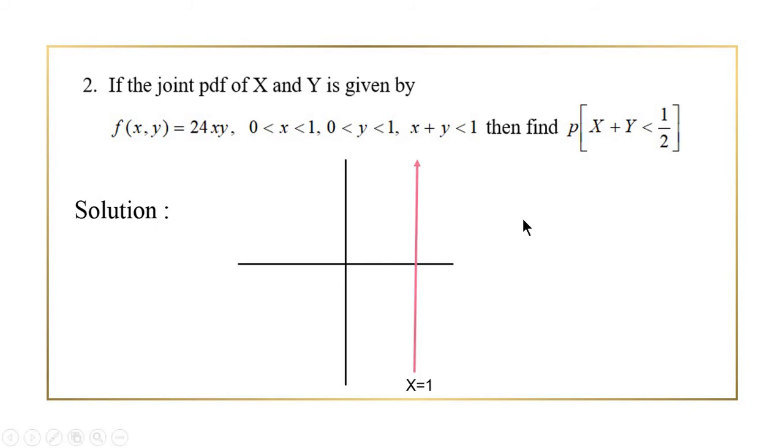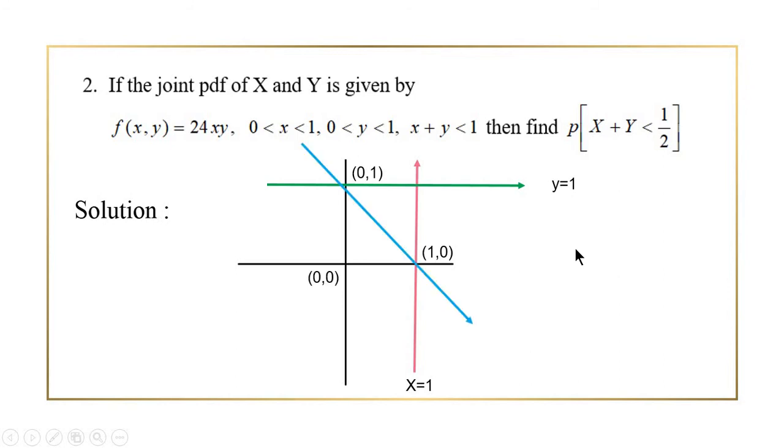This is our line x equal to 1. So this is our point 1, 0. This is our line y equal to 1. And this is our point 0, 1. Now join these two points, not through the origin, and draw the line x plus y equal to 1. Now this is our line.